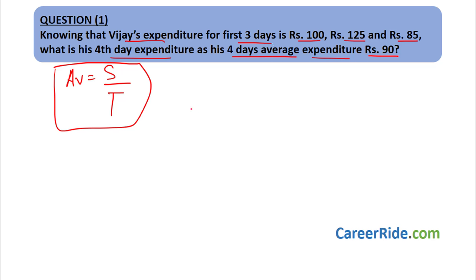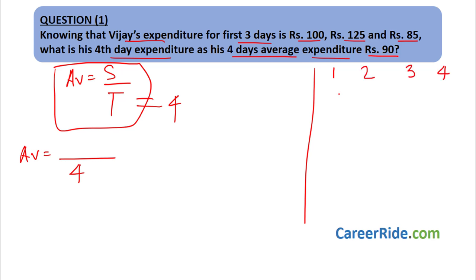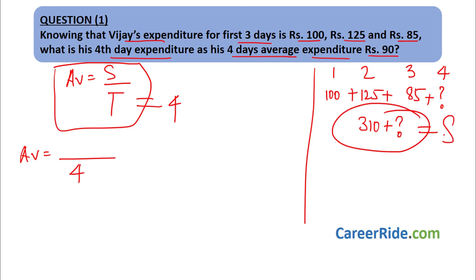So the total number of days is nothing but 4, right? So average would be the sum upon the total number of days, that is 4. Now let us see what exactly would be the sum. The first day, second day, third day and fourth day. First day Vijay spends 100 rupees, second day 125 rupees, third day 85 rupees, fourth day we do not know. So what is the sum of all these? 100 plus 125 is 225, plus 85 is 310, plus question mark. So let's have 310 plus question mark.